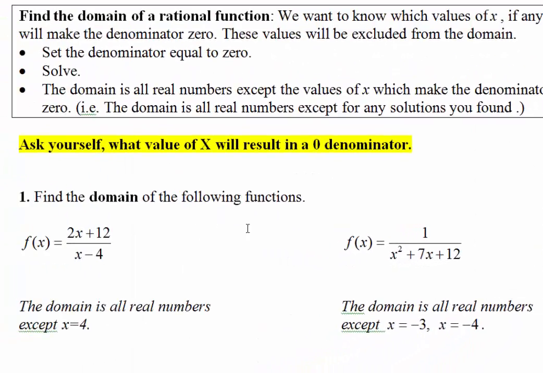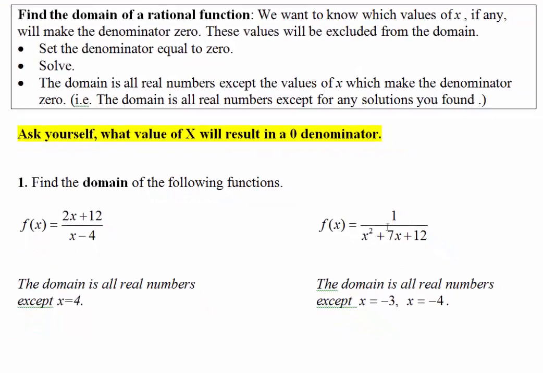And when I look at the domain for the second function, 1 over (x squared + 7x + 12), the domain was all real numbers except x equals negative 3 and x equals negative 4. So the equation of the vertical asymptote will actually be x equals negative 3, x equals negative 4. So I guess what I'm trying to say is if you can get the correct domain, you will find the correct vertical asymptote, because the vertical asymptote is simply the exception to the domain.